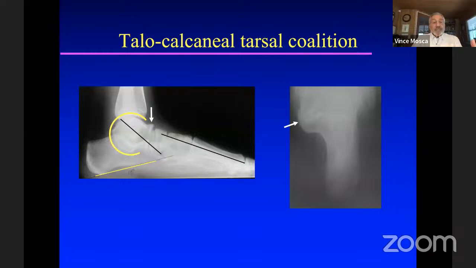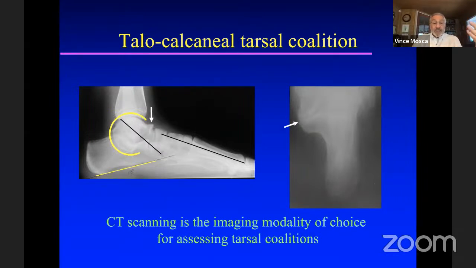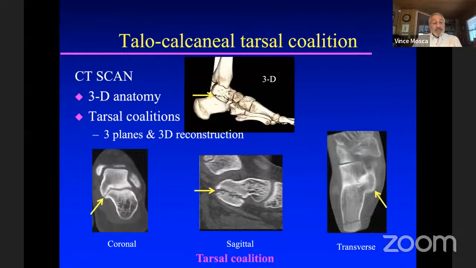You send the child for the x-rays, they come back with the x-rays, you get this image, and you see what looks like a C sign of Latour, with or without the dorsal talar beak. And maybe you could see something on the Harris view. It says, yes, I'm going to send this child for the definitive study, which is the CT scan. And then you get these images.